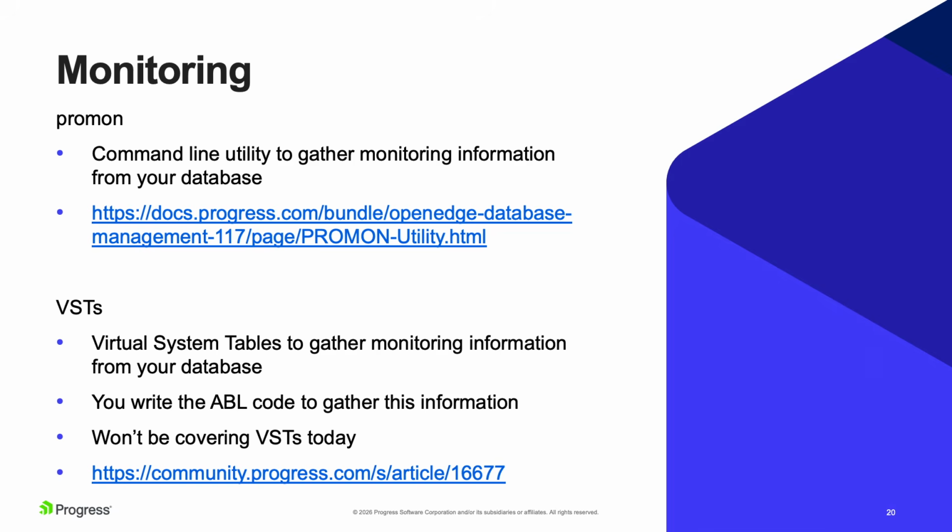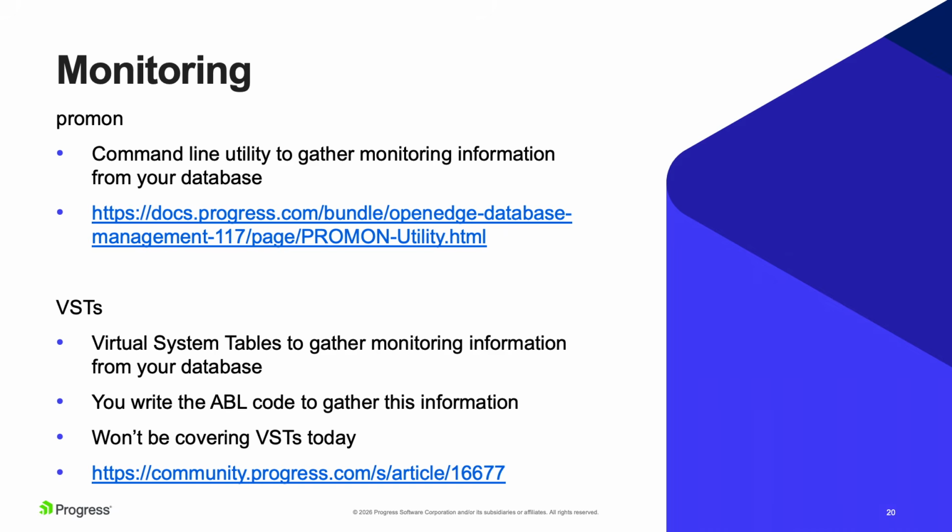So there are a couple ways to monitor the Progress database. The first one is ProMon. It's a command line utility for gathering information out of the database. A lot of things you can do with this are online, but you can also screen scrape it and get information so you can gather it over a certain amount of time. This is what we're going to use today.